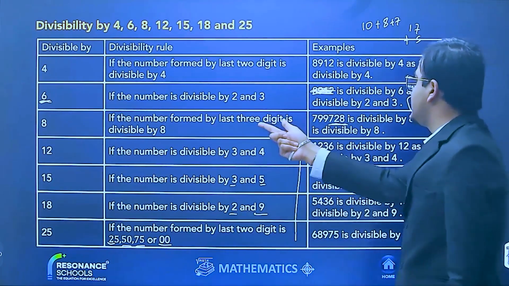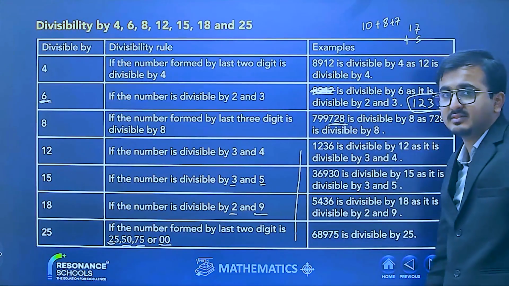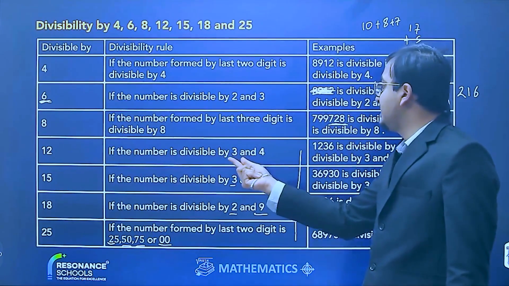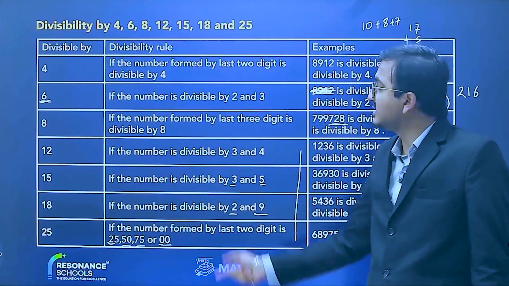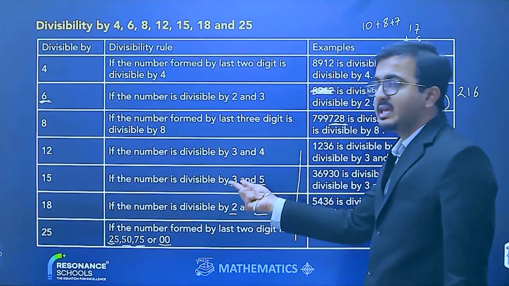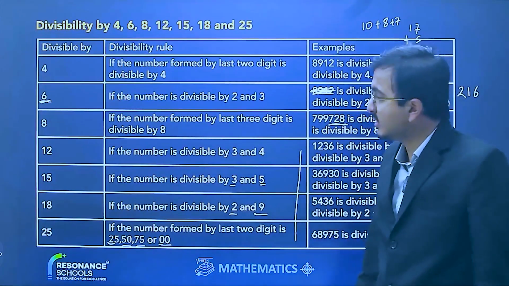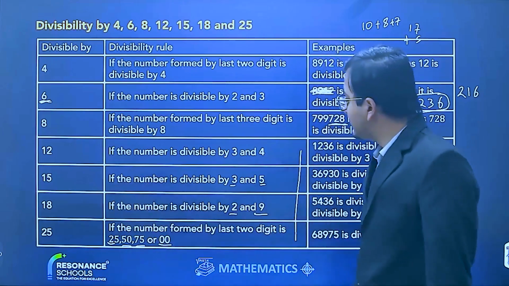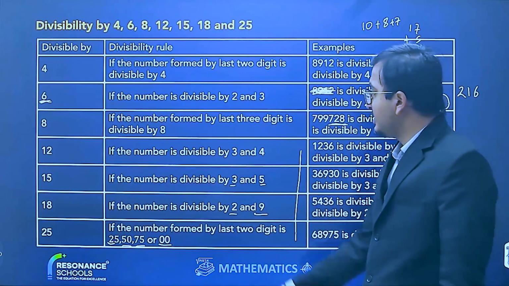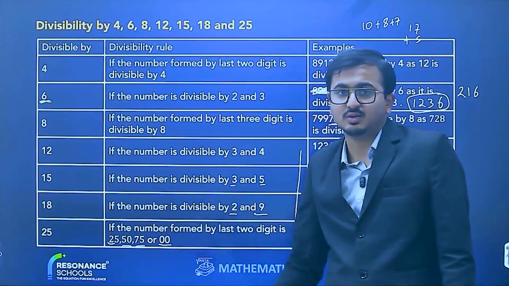For 8, check the last 3 digits. 7, 2, 8 is divisible by 8, therefore the entire number is divisible by 8. For 12, if it is divisible by 3 and 4, then it is divisible by 12. For 15, if it is divisible by 3 and 5, then it is divisible by 15. For 18, if it is divisible by 2 and 9, then it is divisible by 18. For 25, the last digits are 25, 50, 75 and 00.